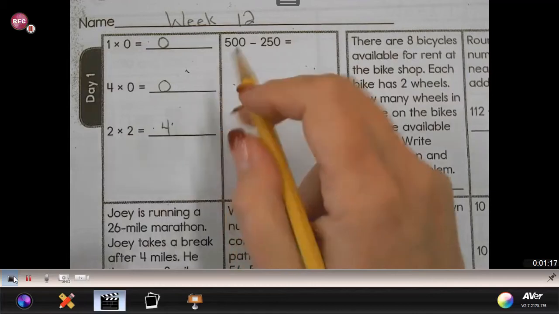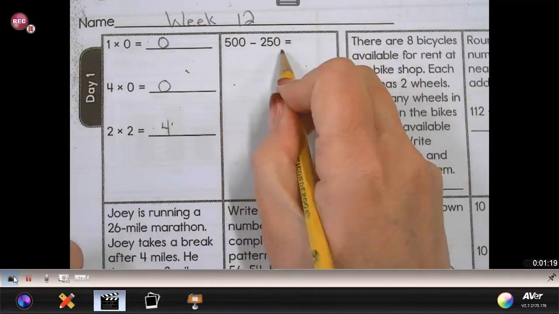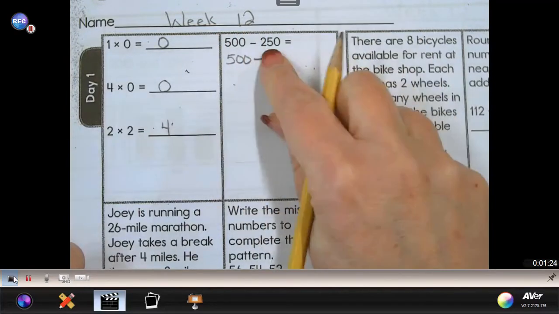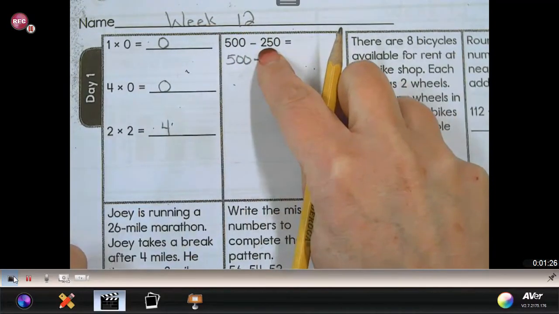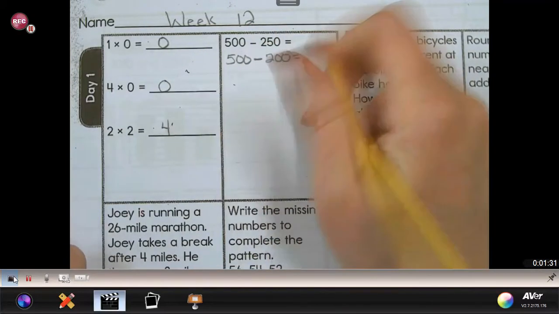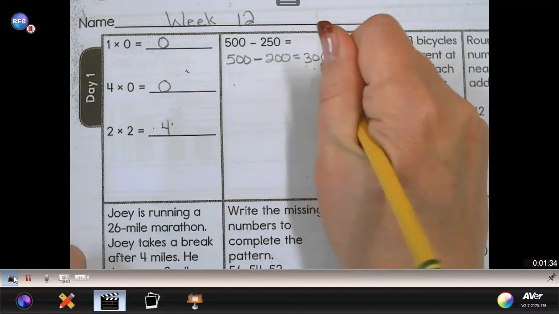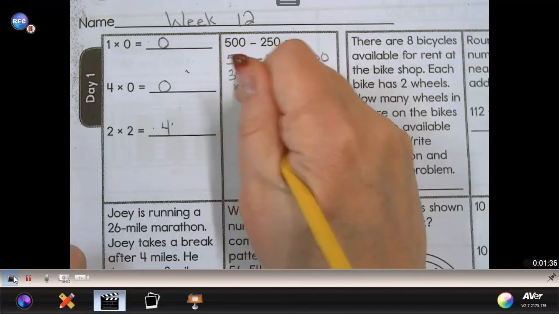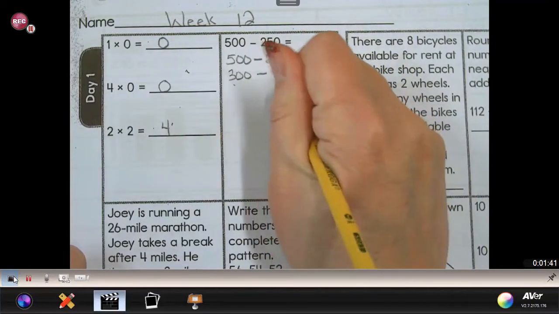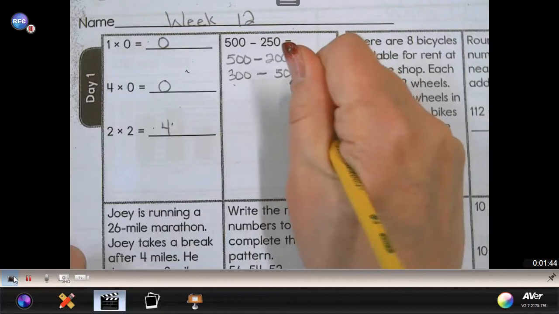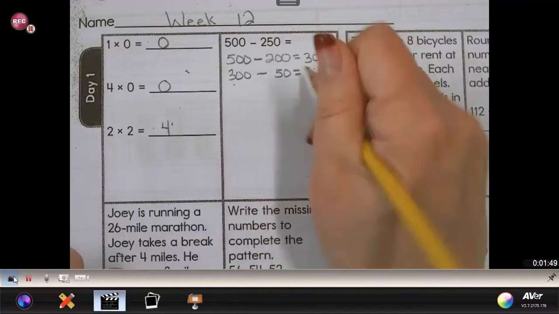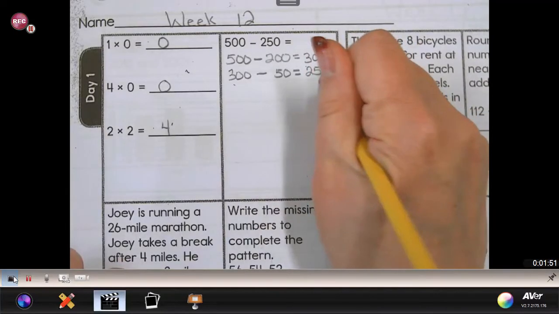Our next equation is 500 minus 250. We could start with 500 and subtract off by place value. So we break this apart as 200. And 500 minus 200 would be 300. And then I could take that 300 and subtract off this 50. And anytime you subtract 50 from 100, that is going to be 50. So 300 minus 50 is going to be 250.